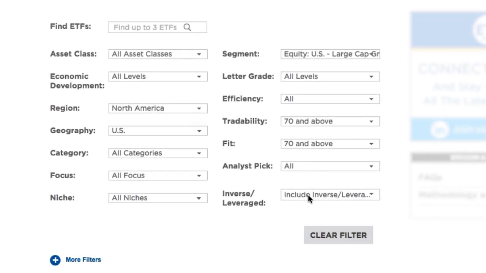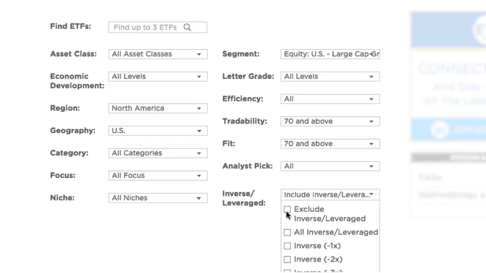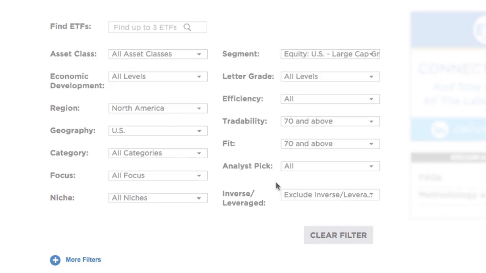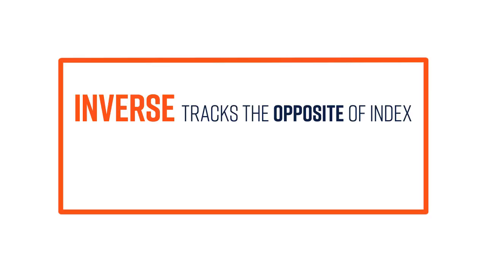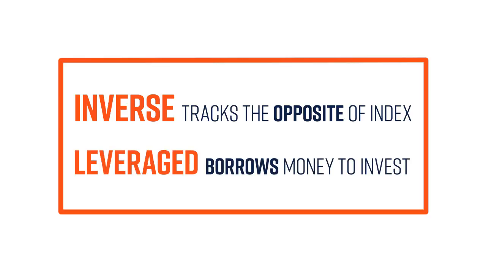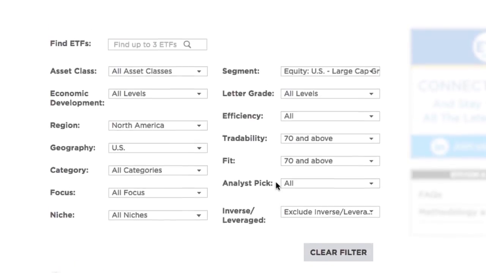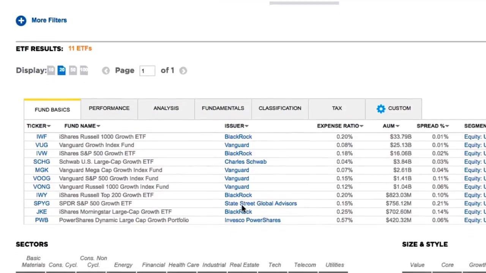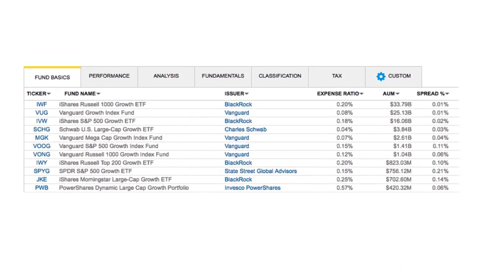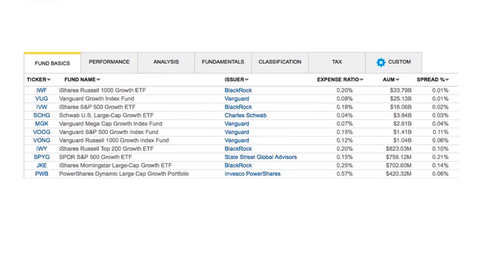Finally, I exclude inverse and leveraged funds. Inverse follows the opposite of the index, which I don't want. Leveraged means that the fund borrows money to invest, which is extra risky. Scrolling down, I can now see 11 choices. At this point, most of these funds satisfy my goal of growing, but I need to pick one.